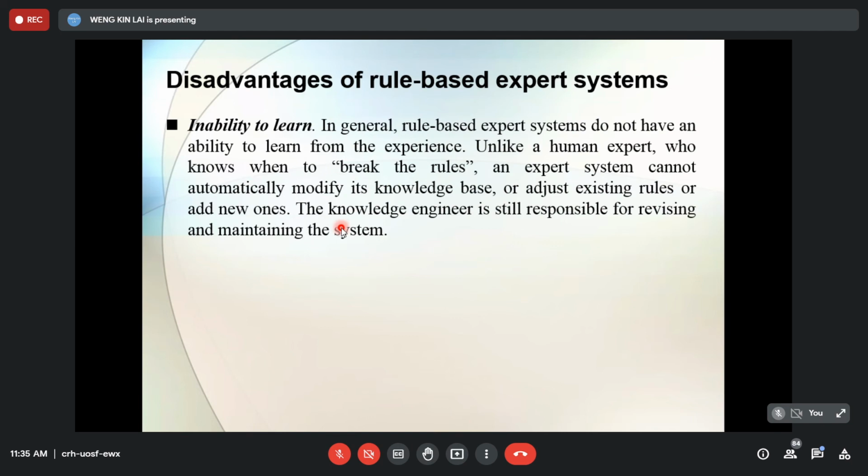Yes, you can still do it, but you need the knowledge engineer for revising and maintaining the system, to change the rules, to adjust the rules, to modify the rules or add in new rules, or even to eliminate, like in the earlier case, when the rules obviously are wrong. There's a conflict. If there's a conflict, unless it's necessary, you will need to remove it.